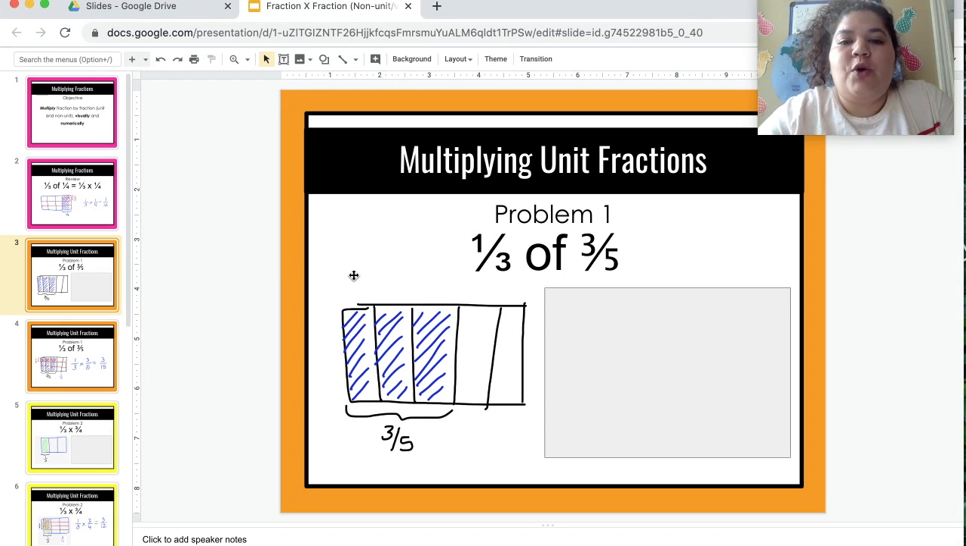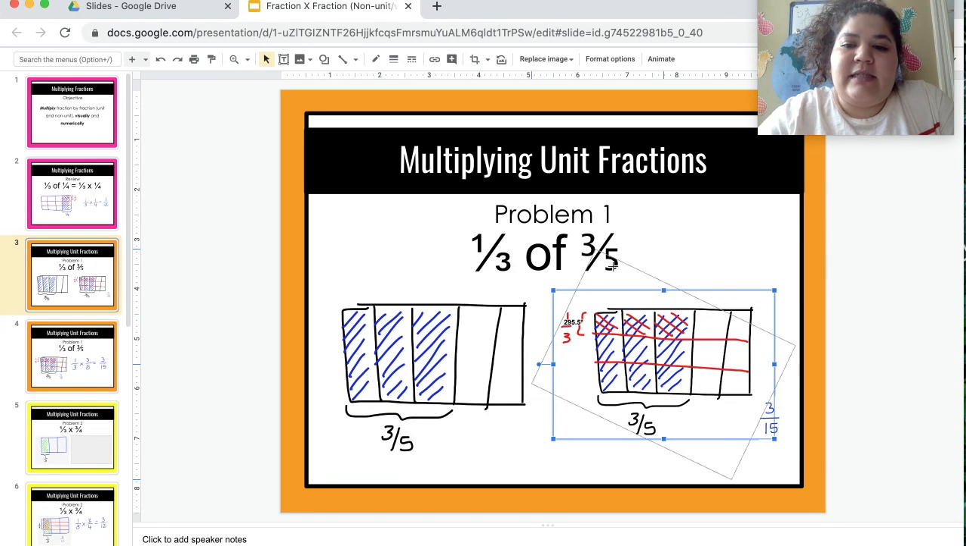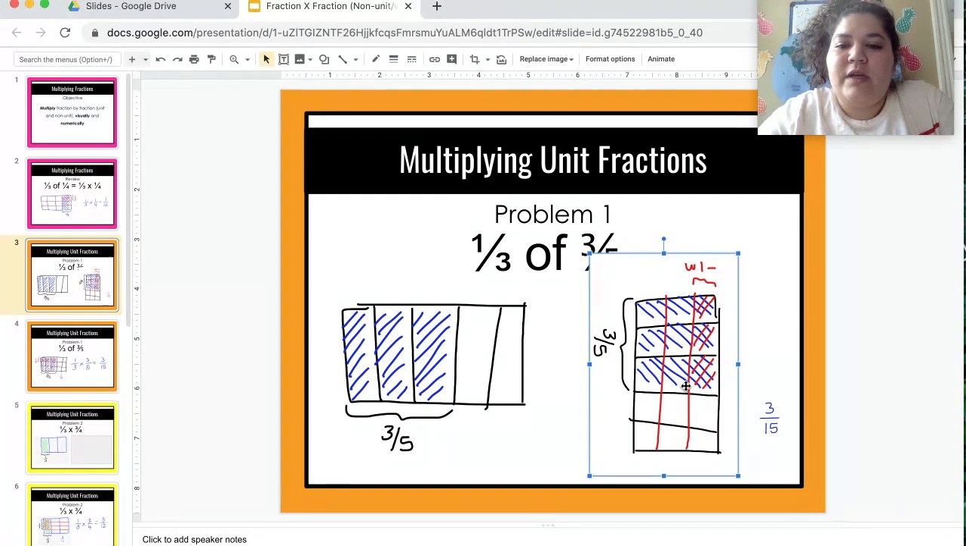Problem 1. So 1/3 of 3/5. So we're already starting with a fraction that does not have a 1 as the numerator, but we're still going to be doing the same thing. So here we have 3/5 shaded in, but we need to find 1/3 of that 3/5. So again, if we look at this vertically, you can see that I split up the 3/5 into thirds. So I could see 1/3, 2/3, 3/3. Then you're going to shade all the ones that have already been shaded before, because that's the part that exists. So we're not shading in these blank ones.